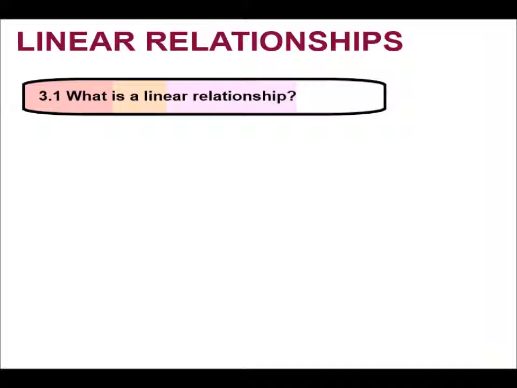What is a linear relationship? Well, if we have a look at the word linear, we can make the word line. So a linear relationship is a relationship that results in a line.